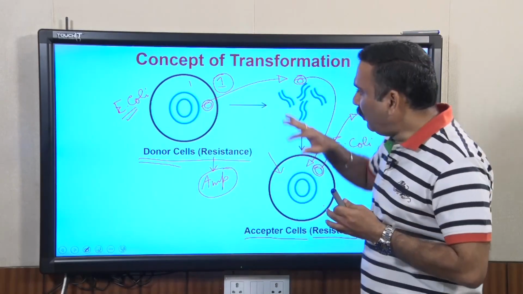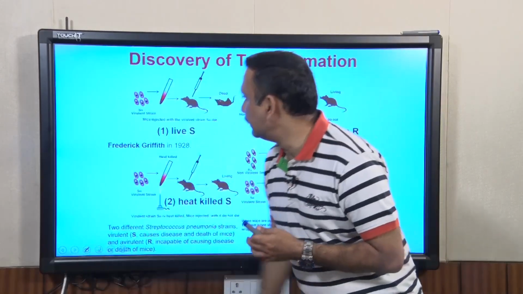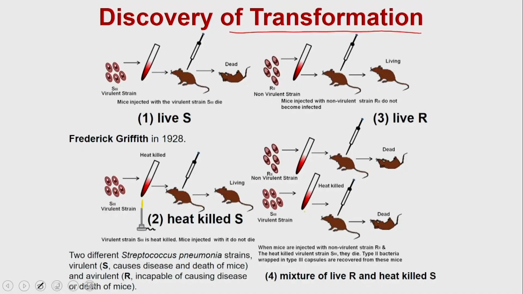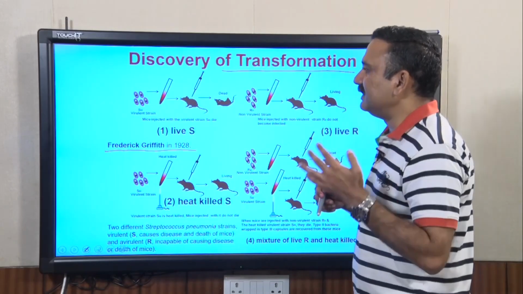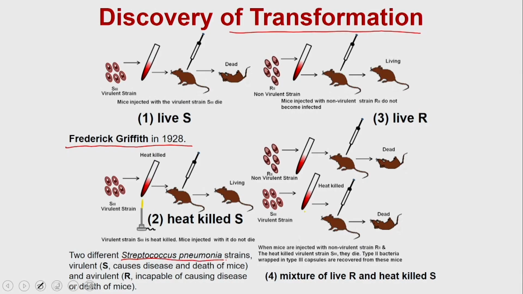Okay. How this was discovered, there is a history about this. This process of a bacterium receiving genetic material from another bacterium is called transformation, and the process of transformation was discovered by the scientist Frederick Griffith in 1928. What Frederick Griffith did was he took 4 different strains of the bacteria called Streptococcus pneumoniae.